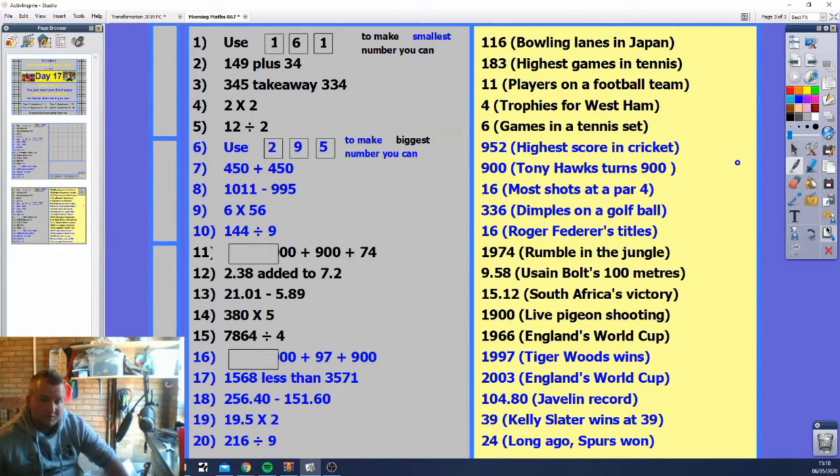2003, England won the Rugby World Cup, which was an excellent win. Martin Johnson was the captain. It was a fantastic time. 104.8, I told you it was distance, was a javelin record. It's the world record for javelin. Throwing at 100 meters is pretty insane. Or 100 yards, I'm not 100% sure.